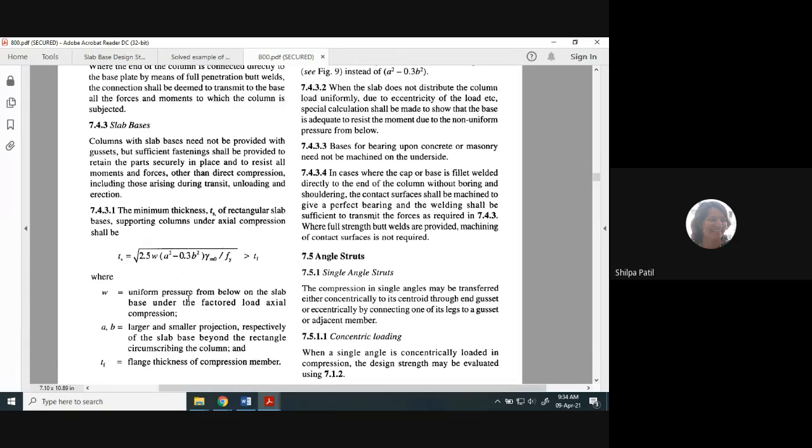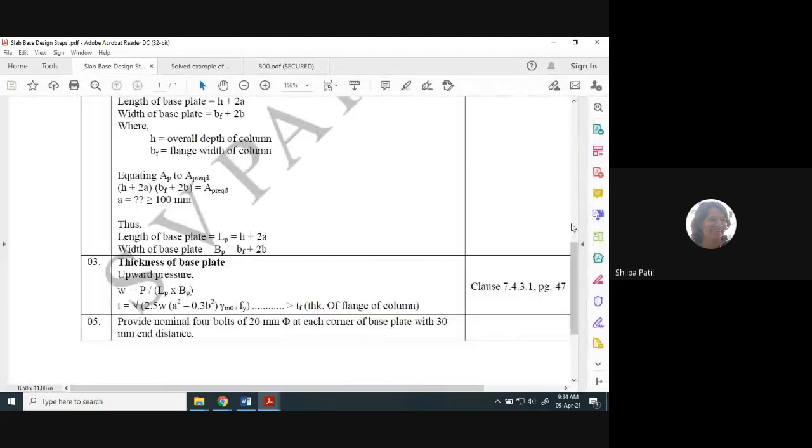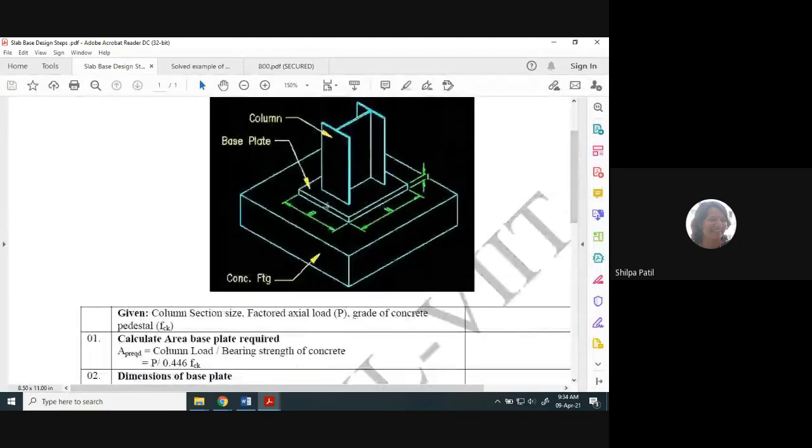Now let us see the equation. w is the uniform pressure from below the slab base, or base plate, under the factored load axial compression. I repeat, uniform pressure from below on the slab base under the factored load axial compression. It means if you consider this diagram for the slab base, this base plate will be subjected to uniform pressure at the bottom, and that uniform pressure is only because of the axial compression. That uniform pressure is calculated as w.